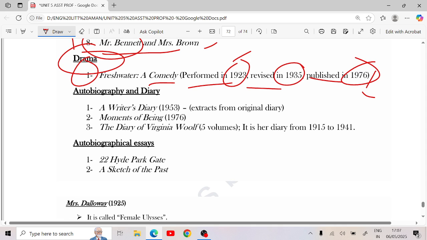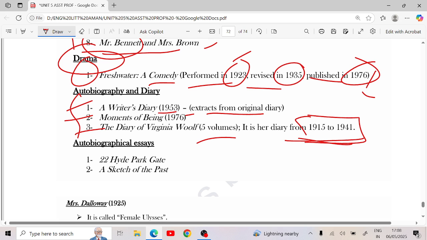So she also wrote autobiographies and diaries. Here are the three most important works. A Writer's Diary, published in 1953 after the death of Virginia Woolf. Someone found the original diary that she wrote throughout her life, and finally it was published in 1953. Then Moments of Being, which was also published after her death. Then The Diary of Virginia Woolf, in five volumes. It is her diary from 1915 to 1947. There may be a question about the Diary of Virginia Woolf asking what the time period was.